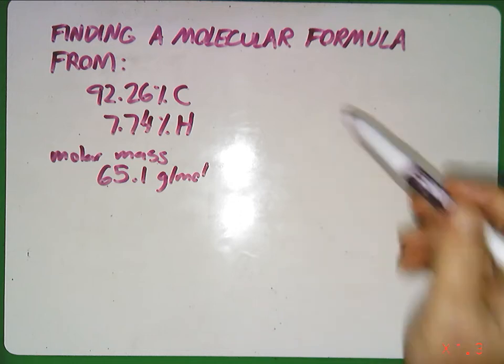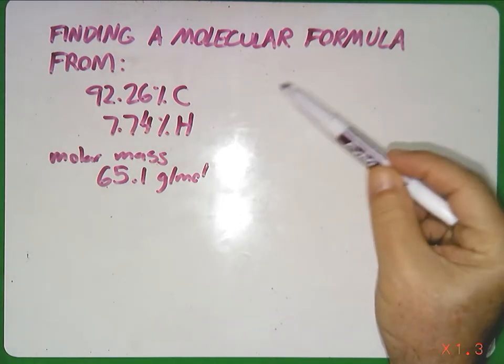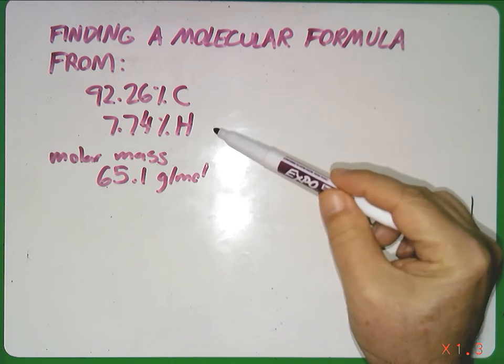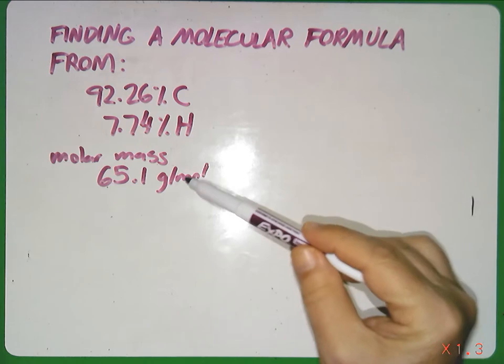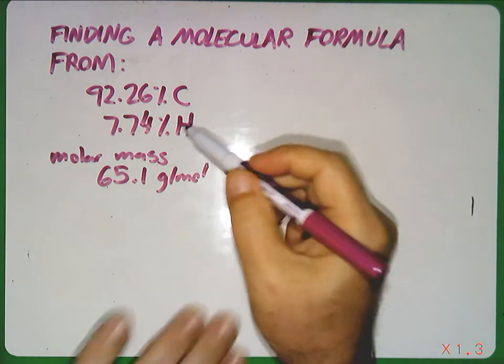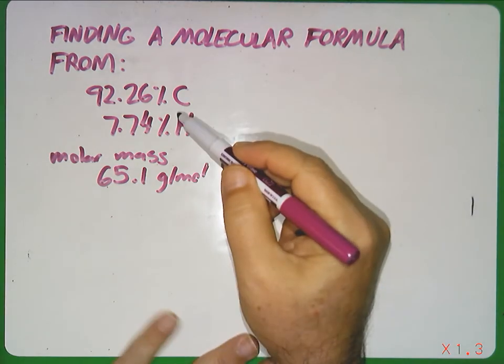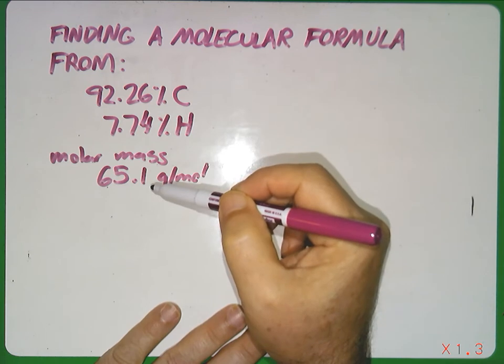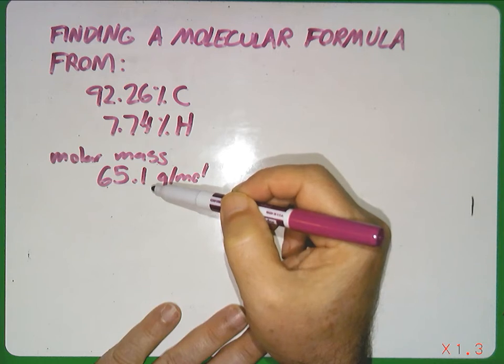Alright, so here's the problem. You're trying to find a molecular formula from an element composition. You have the percents of carbon and hydrogen in your compound, and you have the true molar mass of the compound. The first thing you've got to do is figure out what the empirical formula is. The second thing you're going to do is figure out a multiplier that you can apply to the empirical formula to get the molecular formula.